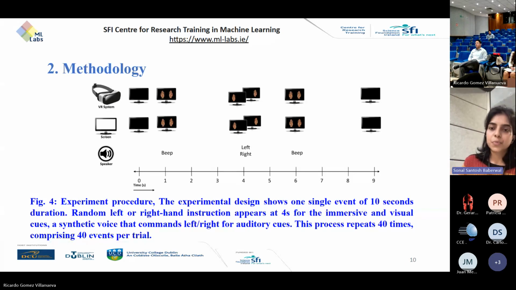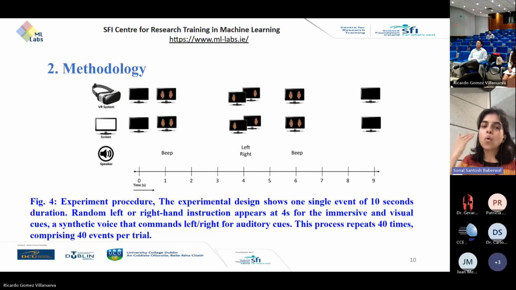That's where we come up with this protocol, where we design a methodology that goes through the GRASS BCI training, but using different setups. For instance, the cues are presented in a VR system, the cues are presented over a screen, and the cues are presented over audio with the help of speakers.